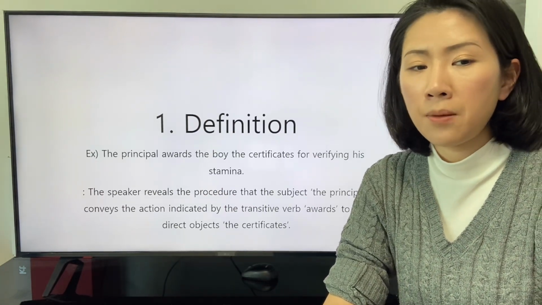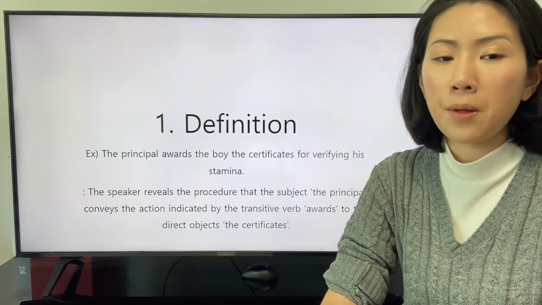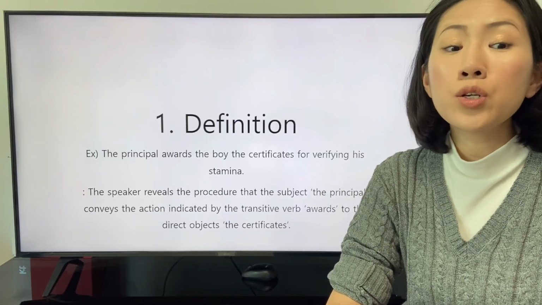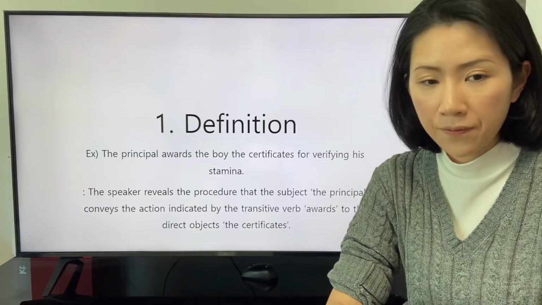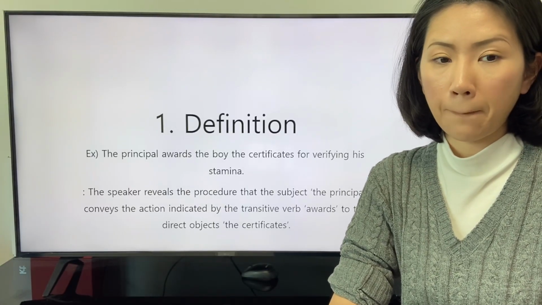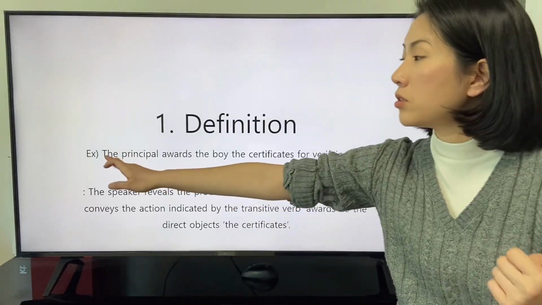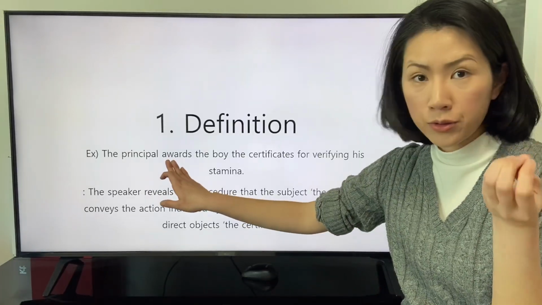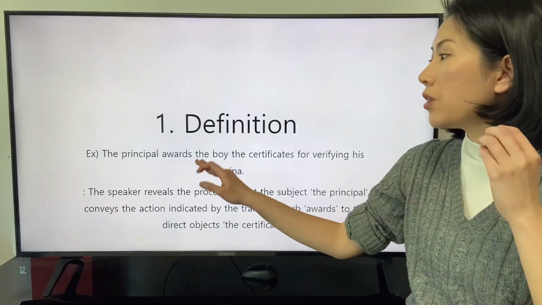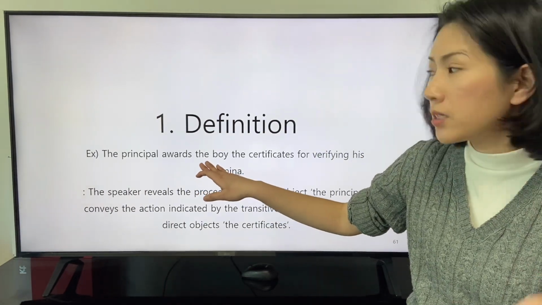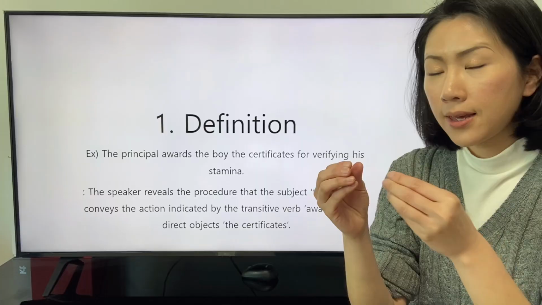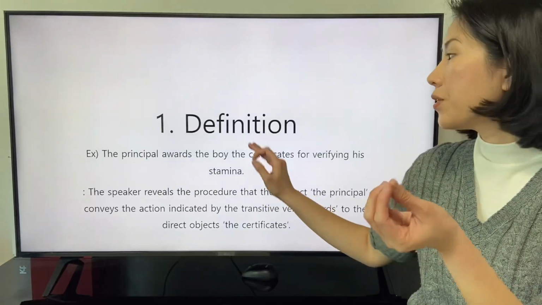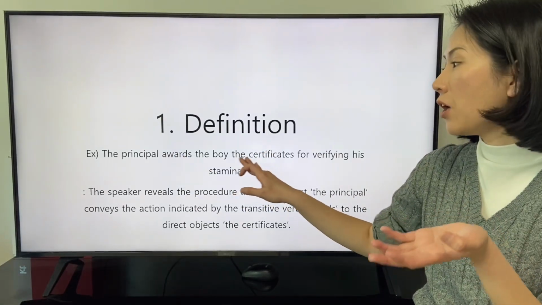The speaker reveals the procedure that the subject, the principal, conveys the action indicated by the transitive verb awards to the direct object, the certificate. The subject, the principal, starts the action indicated by the transitive verb awards. The indirect object, the boy, receives the definition of the transitive verb through the direct object, the certificate.